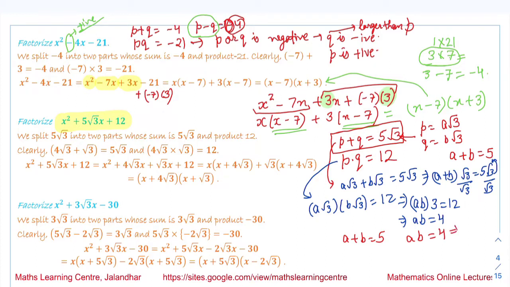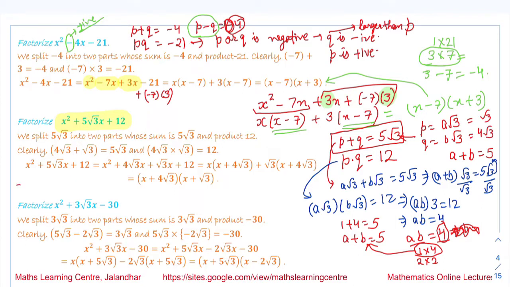So from this you will get b is equal to... so we want to find such numbers a and b, and these are integers, and we know a into b is 4. It means we have to find the factors of 4. So it is 1 into 4, 2 into 2. So 1 into 4 will serve our purpose, that is 1 plus 4 is 5. So what we see from this is the numbers that are required are, one number is root 3 and second number is 4 root 3.